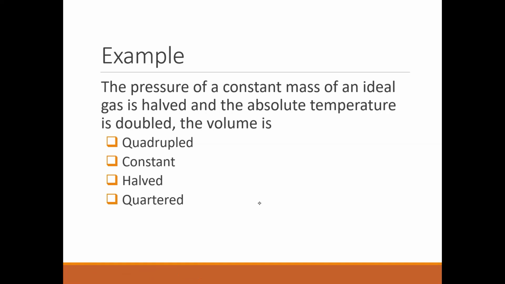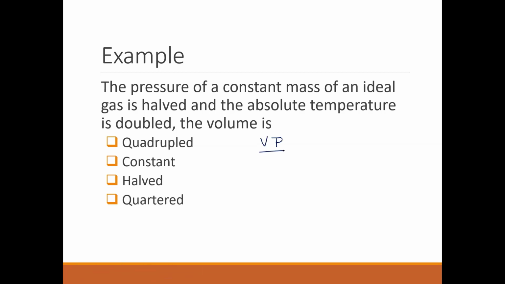I can do this as a poll. Actually, I'm going to do this one. Okay, I'm going to launch this one as a poll. So we have the pressure of a constant mass of an ideal gas is halved, and the absolute temperature is doubled. So the volume is, if we half the pressure but we double the absolute temperature, remember temperature is in Kelvin, the volume is, so most of you said constant, okay? The answer is quadrupled.